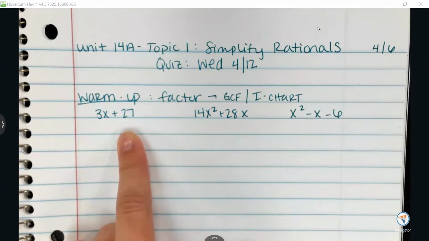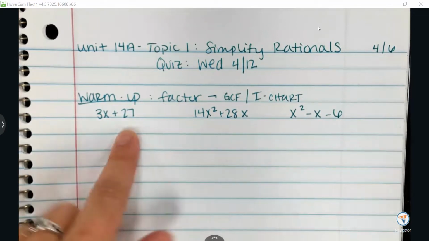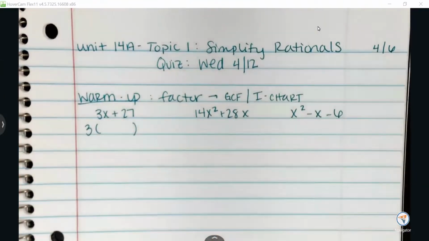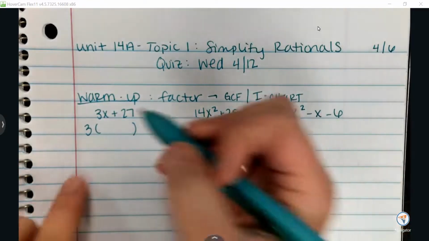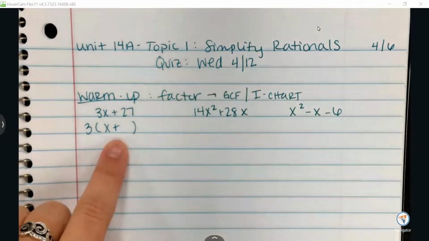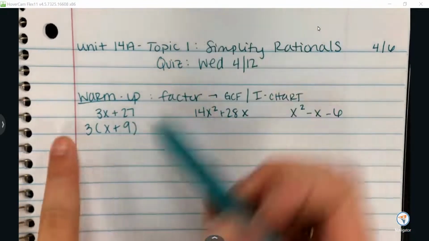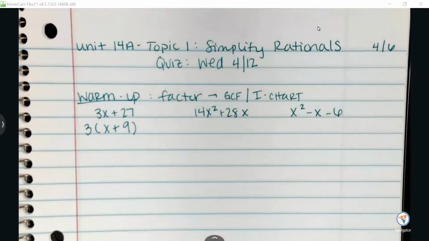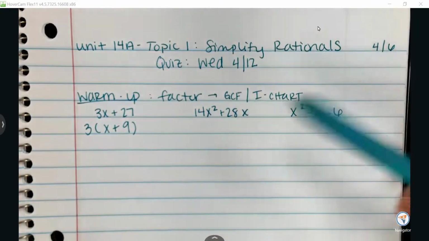What do these two have the same? 3. So I'm going to take out a 3. And when I take out a 3, what will be left over? X plus what? X plus 9. 3 times 9 gives me the 27. Okay. Questions on number 1? Okay, let's go to number 2.